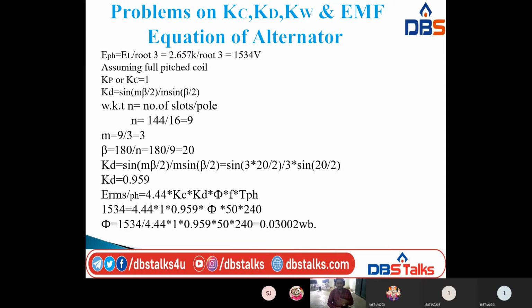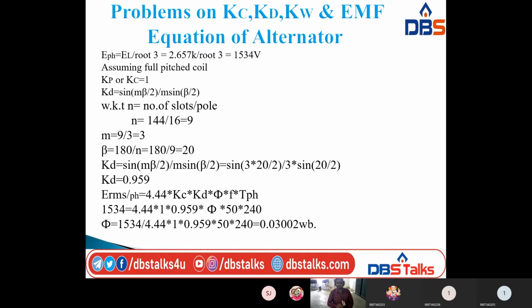You already know the E RMS per phase is equal to 1534 volts. In the problem, they gave the individual EMF value, that is 2.657 kilovolts, but I am converting that value into per phase. After converting into the phase value, we get 1534 volts. Substitute that 1534 into this, so 1534 is equal to 4.44 into the coil span factor value. Here I am assuming the full pitched coil, that's why the coil span factor value is 1.